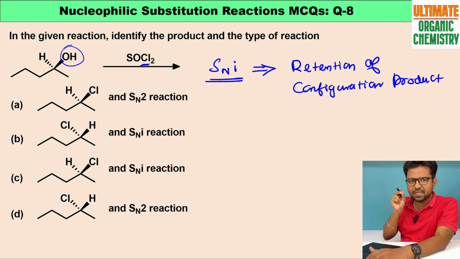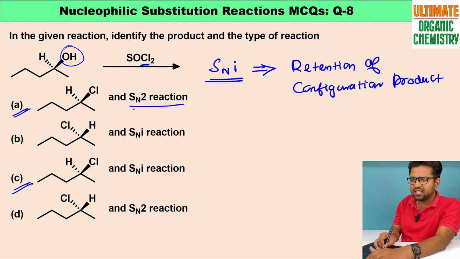The OH group is present on the front side of the plane, so the Cl will also be placed on the same side. That is the retention of configuration product you need to look for. Option A and option C both show a retention of configuration product, with the chloride attacking on the same side. But the mechanism was also asked. In the first case, the mechanism given is SN2, which is wrong. In option C, they have given SNi as the mechanism, which is the right one. The right answer is option C.